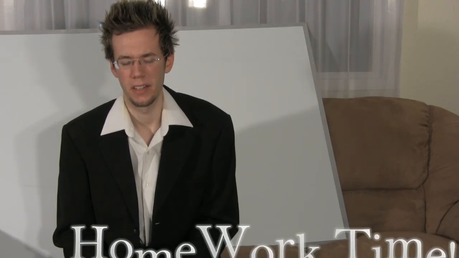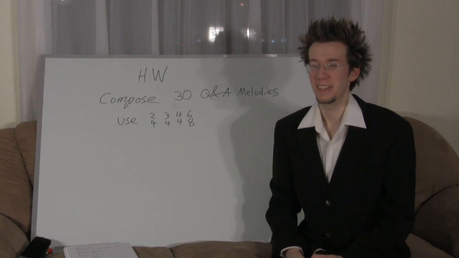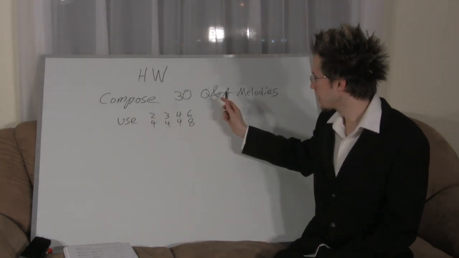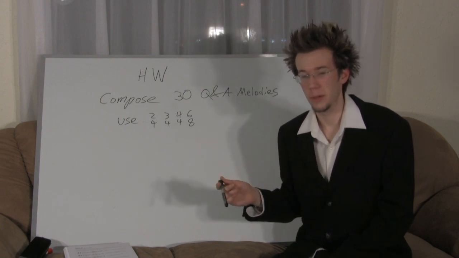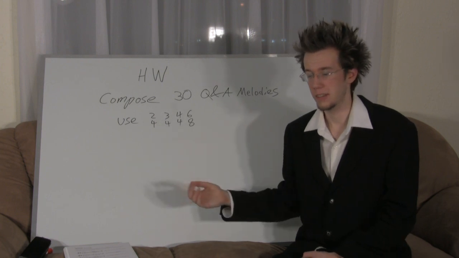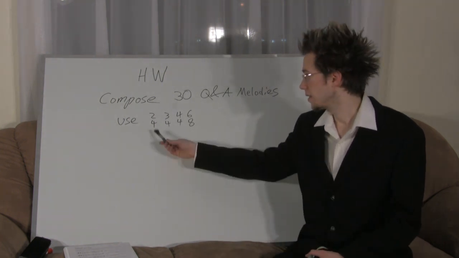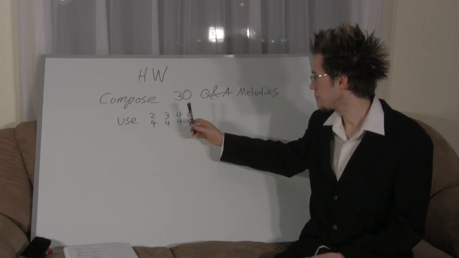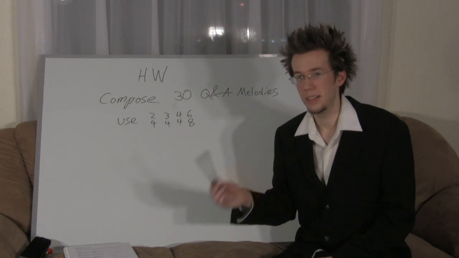Okay, so for your homework, you are going to do 30 question and answer melodies, which can be between 2 and 4 bars. They have to have 1 phrase for the question and 1 phrase for the answer. The answer has to end on the tonic on the strong beat, and you can use 2/4 time, 3/4 time, 4/4 time, or 6/8 time. And you can use any key that you want to.